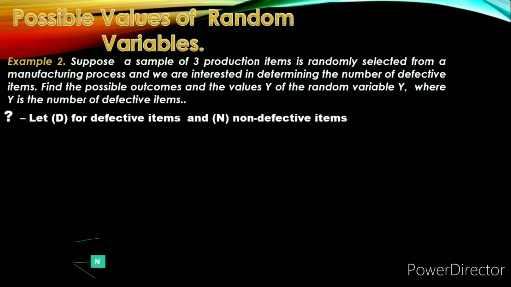Dalawa lang ang pinag-uusapan dito, si defective at saka non-defective items. But there are 3 production items na ating i-select randomly kung may defecto ba siya or walang defecto. So, just let Y be the number of defective items. The question here is, find the possible outcomes and the values of Y of the random variable, where Y is the number of defective items.